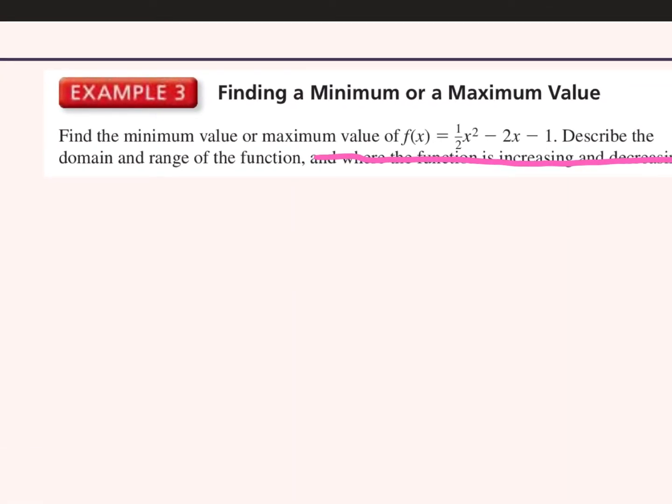To find my max or min, it's either going to open up or down. How do I know just by looking at my equation which way this graph opens? It's going to open up by looking at the first number because it's positive. We always look at our a, and when a is positive, we know our graph opens up. So is my vertex going to be at the maximum or minimum? Minimum. So I have a minimum.